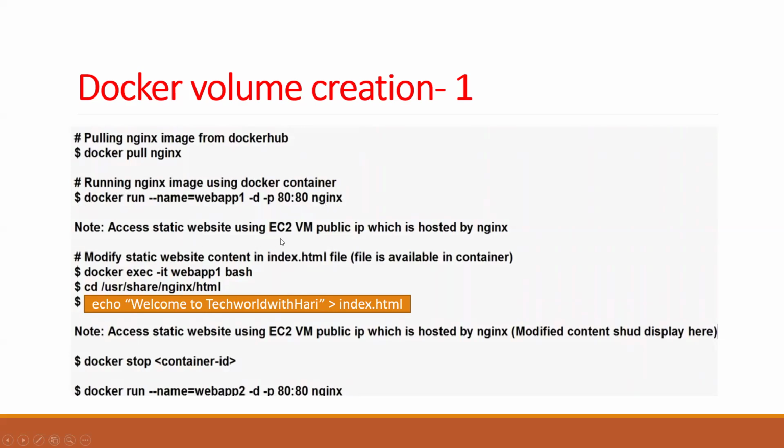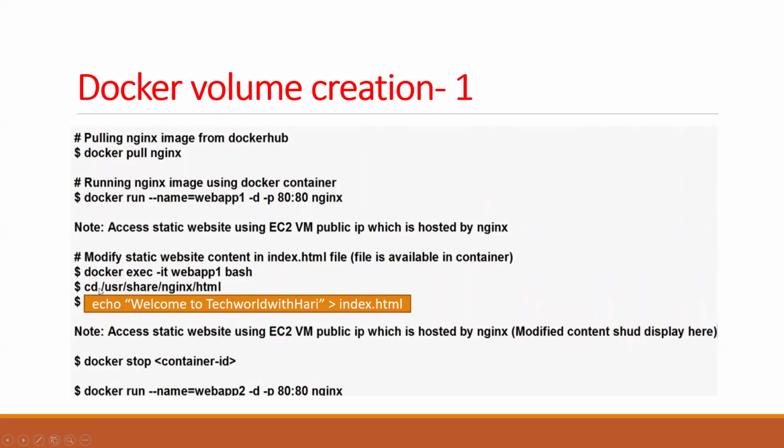Access the static website hosted by Nginx using the EC2 VM public IP. Modify the static website content, index.html. The file is available in the container. Using docker exec -it, how can you execute commands interactively, guys? You can use docker exec -it webapp1 bash.